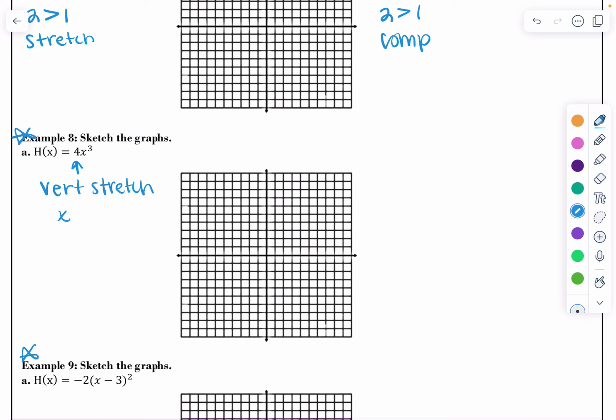So we have x, y. Obviously, we're going to have 0, 0. That's always a good point to start. Because it is the cubic, remember, it's going to be like this. So we're going to pick to the right of 0 and to the left of 0. So if we pick -1, also let me shift this 0, 0 down.